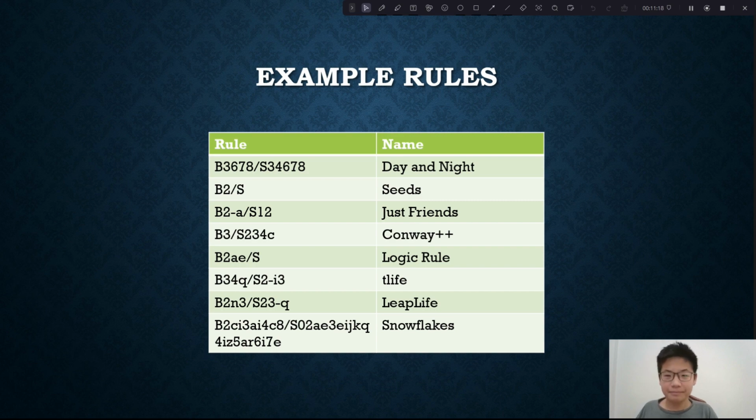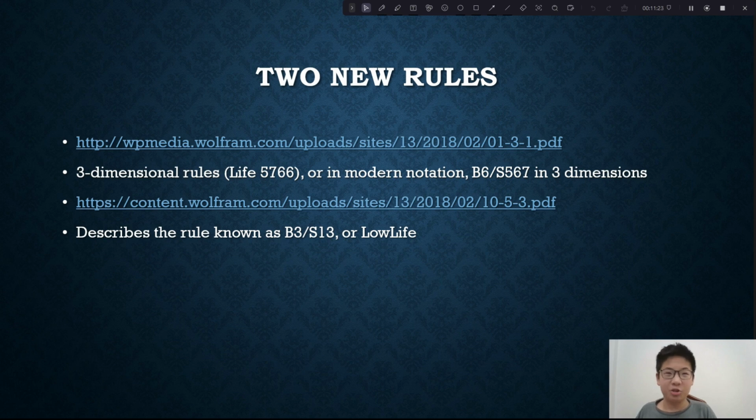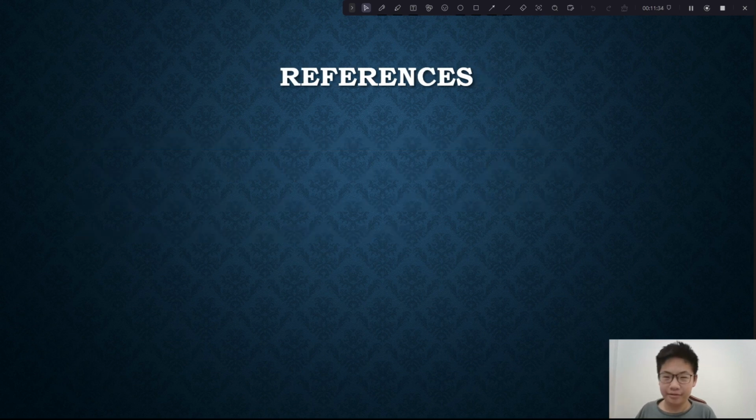That's even better. Now, 2 new rules have been mentioned in journal papers, those being B6/S567 in 3 dimensions and B3/S13 in 2 dimensions, known in the Conway Life community as LowLife. The only reference that I have other than those 2 journal papers is conwaylife.com, which is a very authoritative source when you try finding anything related to cellular automata. Unless you're going to one-dimensional ones, then you can look up the MathWorld site, possibly. Anyways, see you in another video.